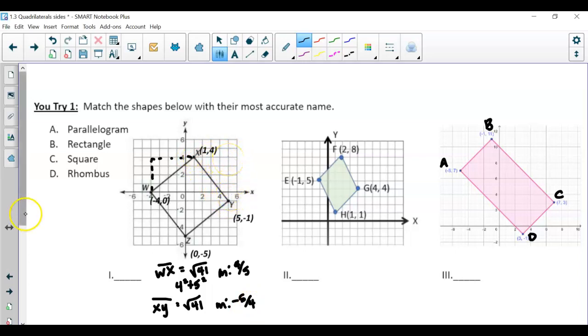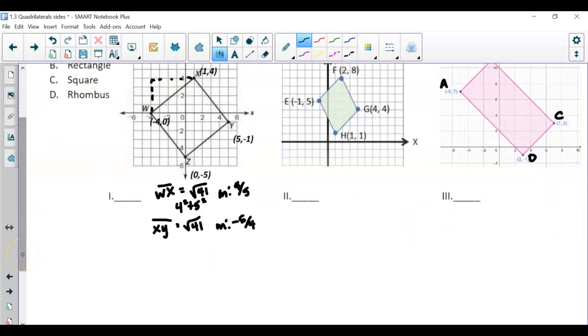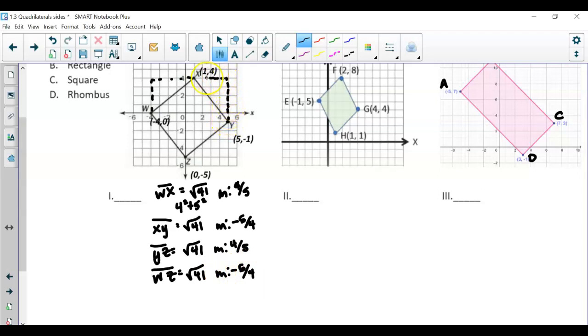So here, then, you should have noticed the opposite sides were all the same. So like here, the side YZ, you should have also gotten the square root of 41 with a slope of 4/5. And then lastly, the side WZ, again, square root of 41 with a slope of -5/4. So for those, if you maybe got -4/5, when you are identifying, make sure to identify your rise over your run. The rise here is 5 with a run of 4.